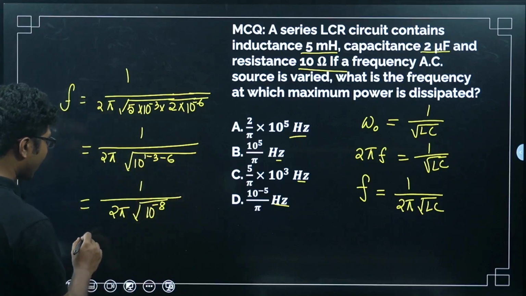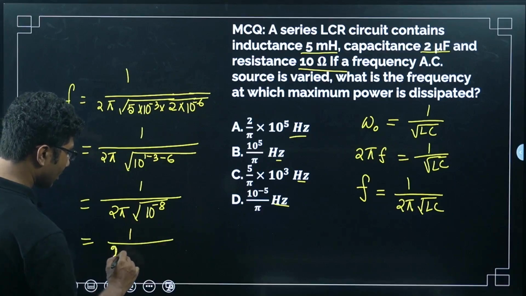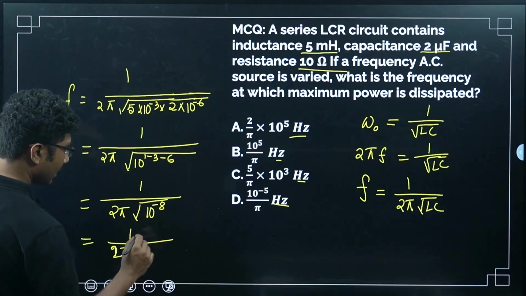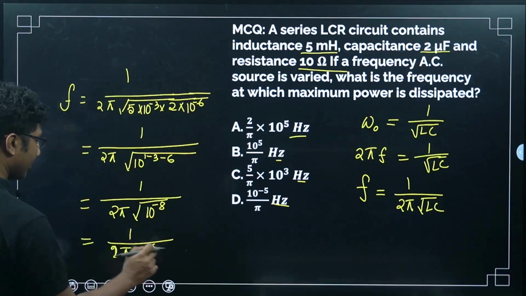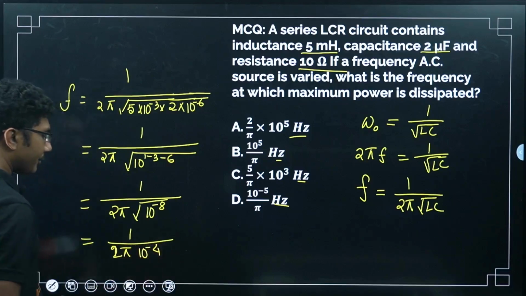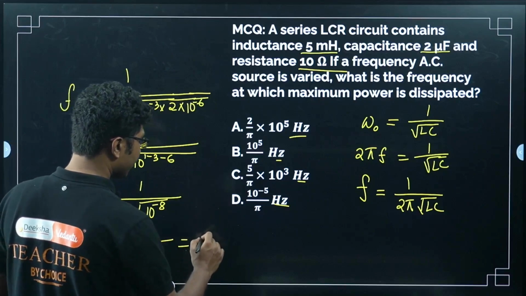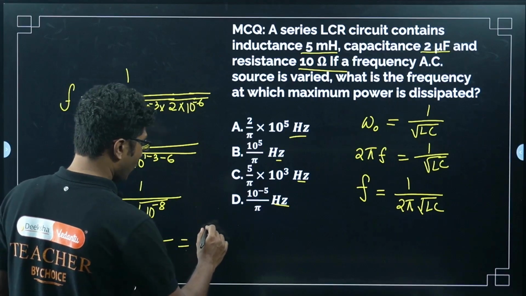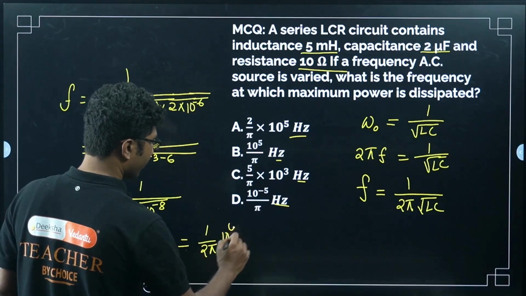Now for the square root, we can take the square root of 10 to an even power, but we cannot do it if it is simply negative 8, right? Then it will become a complex number. So it will become 10 to the power of minus 4. If you take this 10 to the power of minus 4 up, it will become 1 by 2 pi times 10 to the power of 4 hertz.